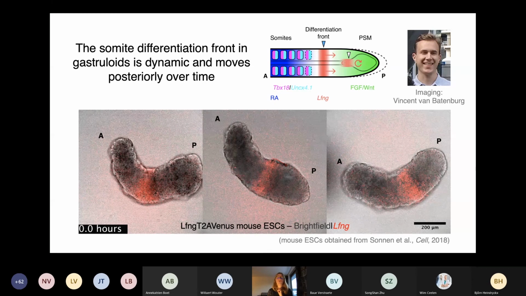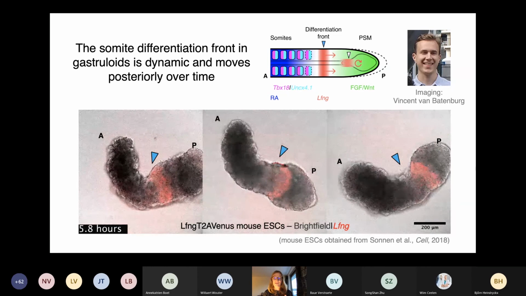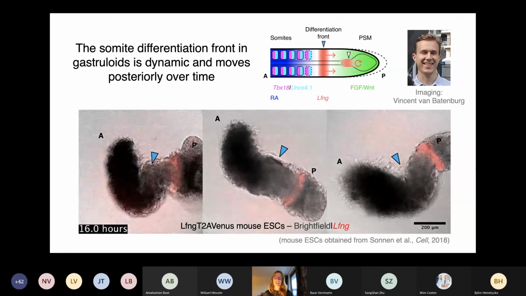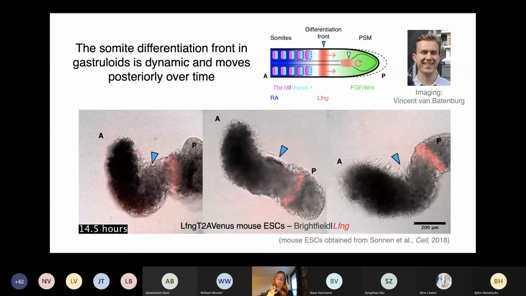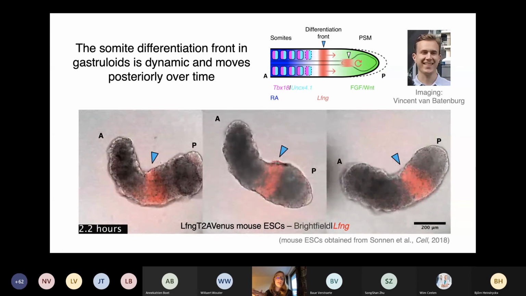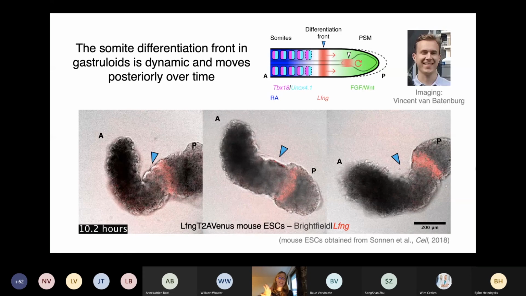First of all, we wanted to confirm whether this differentiation front is indeed present in gastroloids. And to do that, we made gastroloids from an LFNG reporter line. And LFNG marks the differentiation front. And the images of the gastroloids made from this reporter line indeed very clearly showed that gastroloids do have such a differentiation front. And when we then performed live imaging experiments, we could see, and we were very, very excited about that, that this differentiation front is indeed dynamic in gastroloids and moves posterior over time, like it does in embryos. And this is something that we cannot see in our TomoSeq data because TomoSeq is always done on fixed samples.